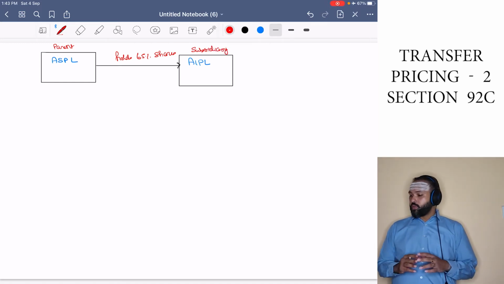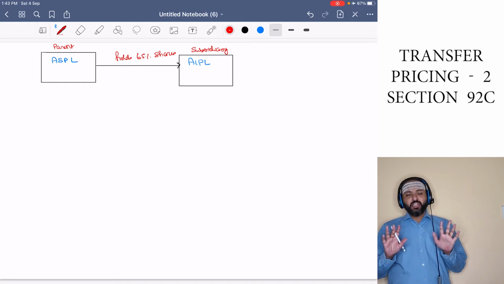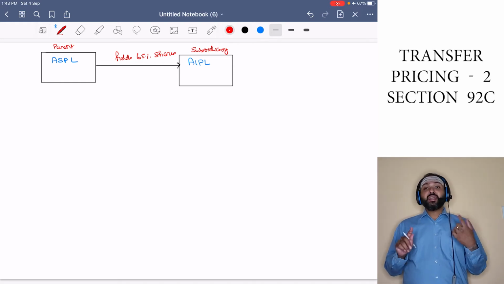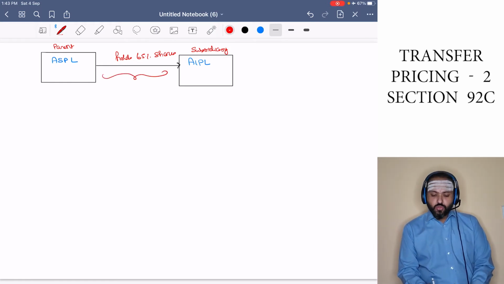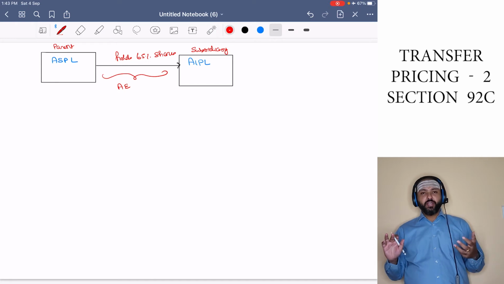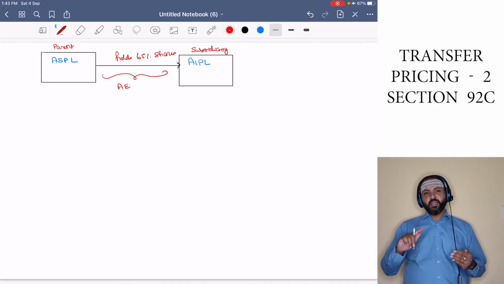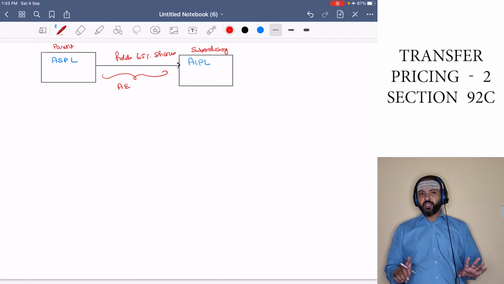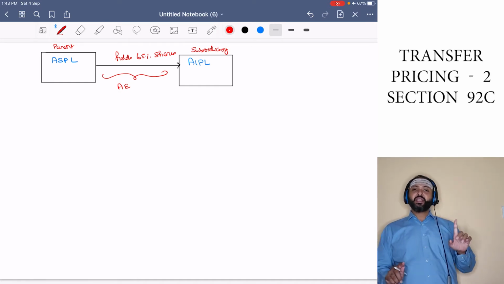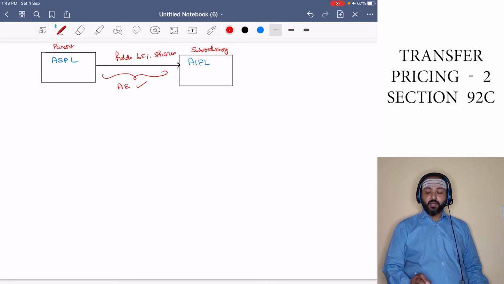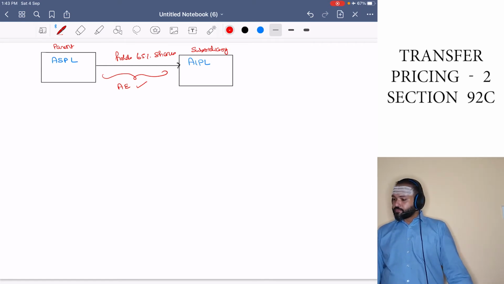Okay. Now, whether they are associated enterprises? Yes. Why? Because greater than 26% of shares are being held. Therefore, these two are associated enterprises. So, please, at every point in time, keep checking whether the important aspects of transfer pricing are satisfied before we jump into arm's length price. What is the first one? Whether they are associated enterprises? Yes, they are. Now, the second point.